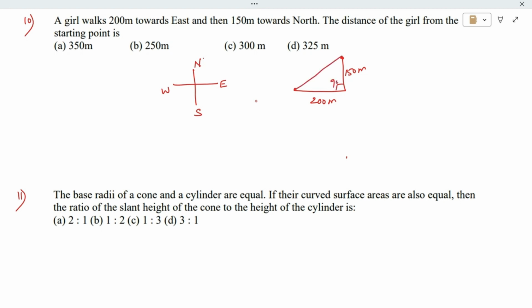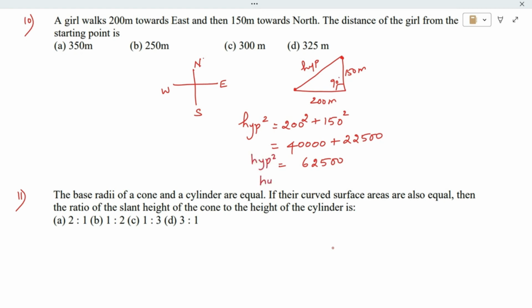So you can see this makes an angle 90 degree. So this is a hypotenuse side. So as per Pythagoras theorem, hypotenuse square is equal to sum of square of other two sides. So it is 200 square plus 150 square. 200 square is 40,000 and 150 square is 22,500. When you add these two, I will get 62,500. So hypotenuse square is equal to 62,500. Hypotenuse is equal to root of 62,500, which is 250 meter, which is option B, 250 meter.